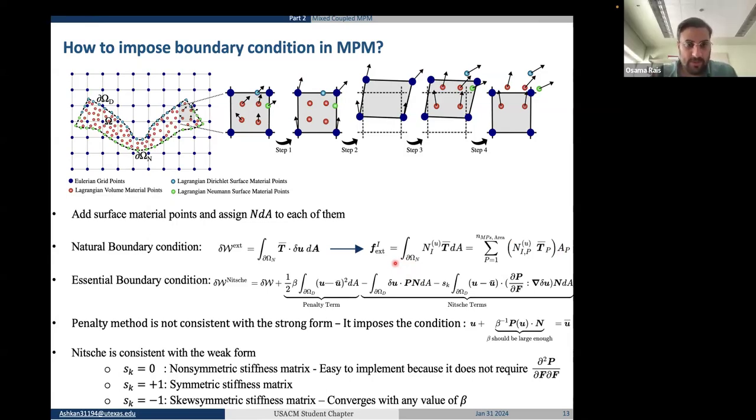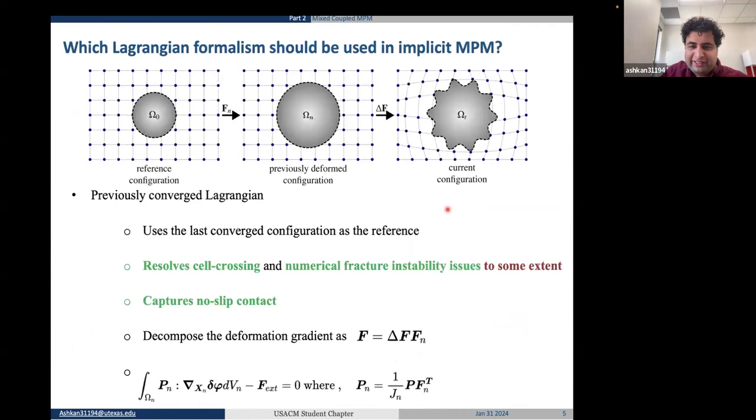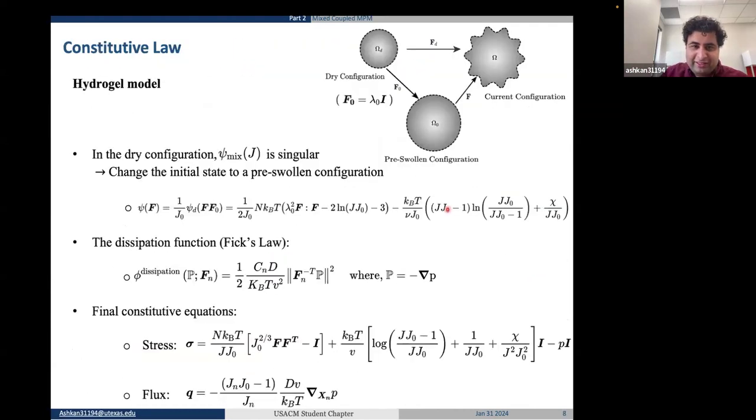And we have a question in the chat. In the formulations, does the subscript n refer to previous time step quantities? If so, why do you need the previous time step deformation gradient in the dissipation potential? Okay, the potential we are using is an incremental potential. Yeah, the n refers to the previous time step.